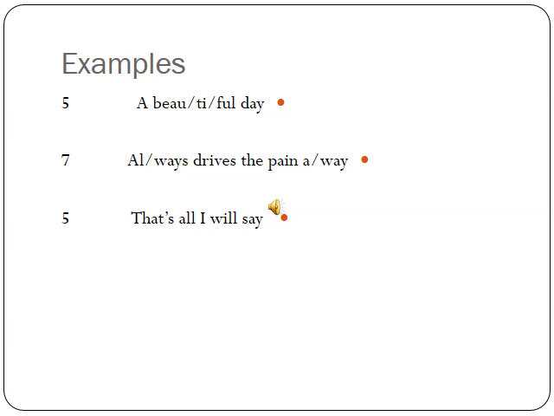So the first line includes 5 syllables: a beautiful day. Second line: always drives the pain away. The last one, the third one: that's all I'll say. So that's the example of a haiku. It includes 3 lines: the first line 5 syllables, the second line 7 syllables, and the third line 5 syllables. So that's the example of a haiku poem.